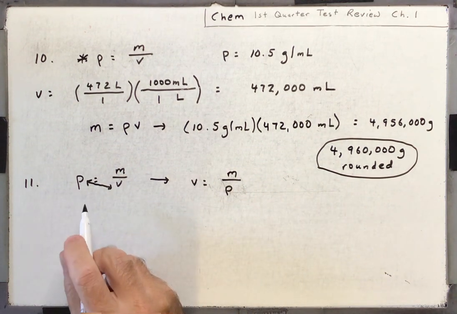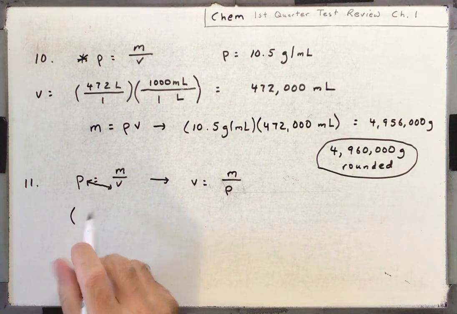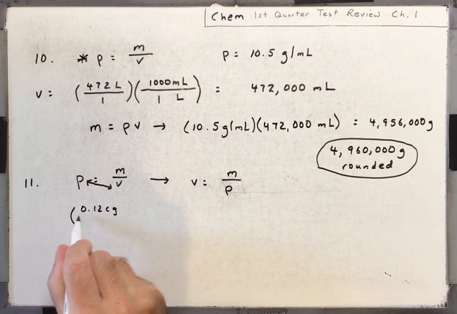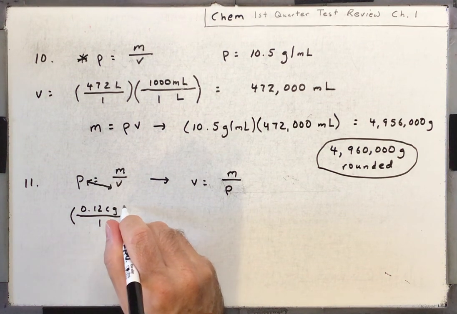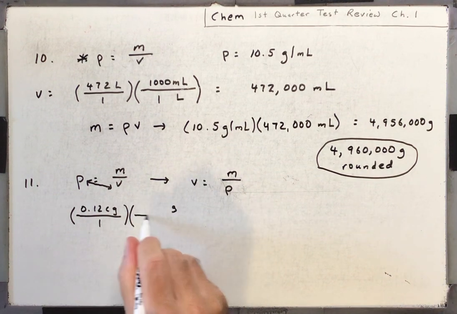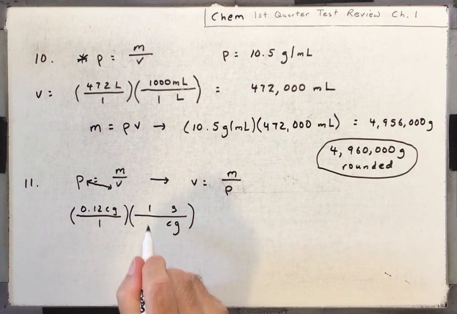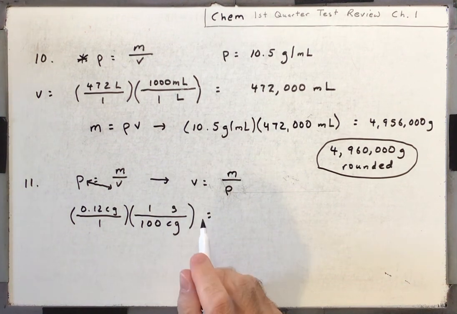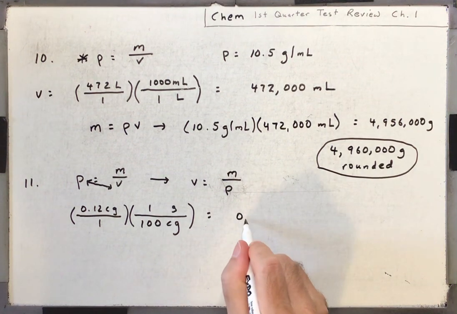We know that we have a mass of 0.12 centigrams. But we need to get into grams because our density number is in grams. So 0.12 centigrams. Put grams on top. We want to cancel out centigrams. A gram is bigger, and there's 100 centigrams in a gram. So that's going to be 0.0012 grams.